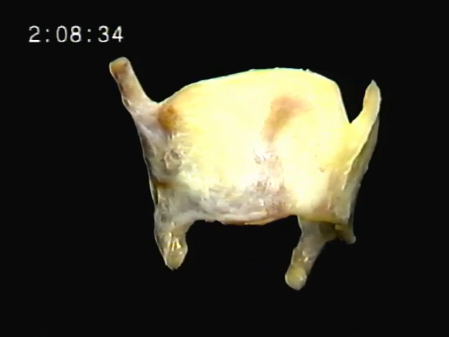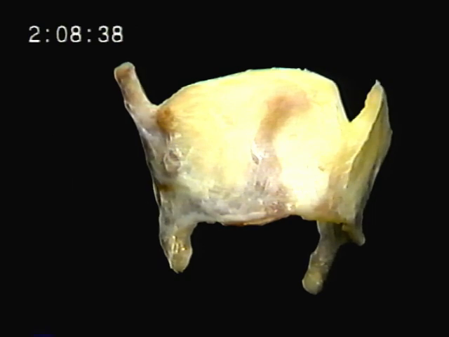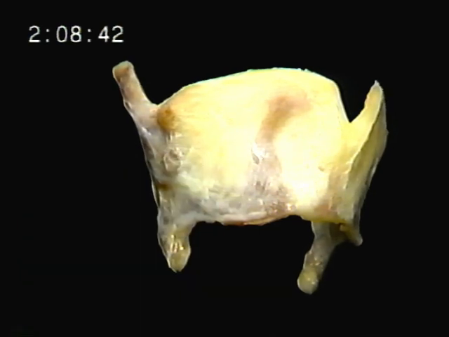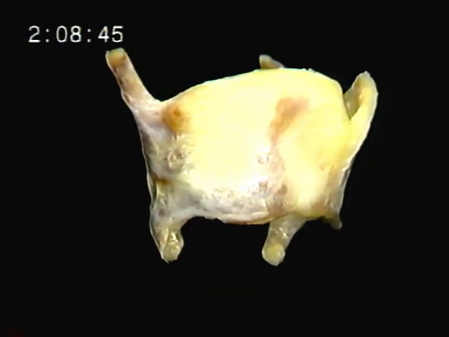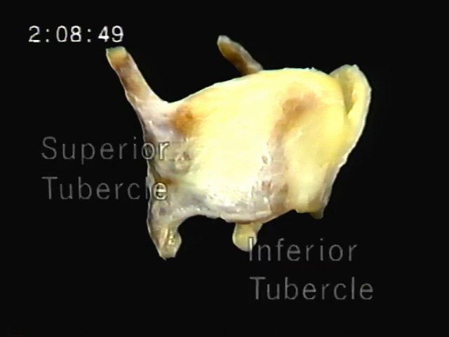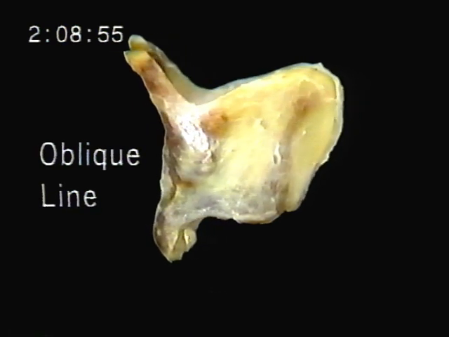Above, the two laminae meet in a V-shaped notch, the superior thyroid notch, that's easy to feel, just above the laryngeal prominence. On the sides of the lamina are two projections, the superior and inferior tubercles. They're joined by this slight ridge, the oblique line, which is a major muscle attachment, as we'll see.